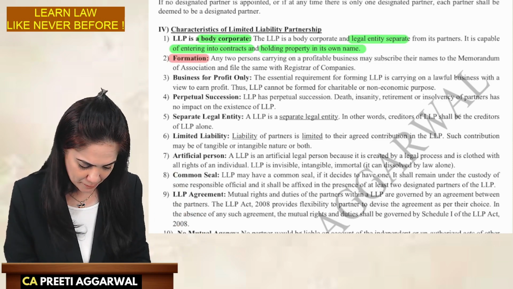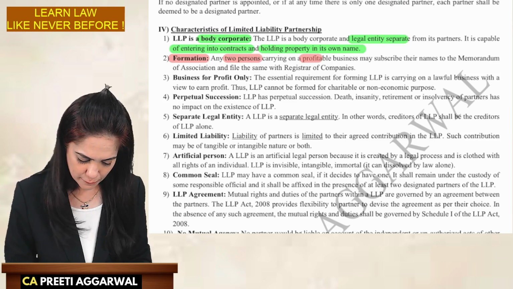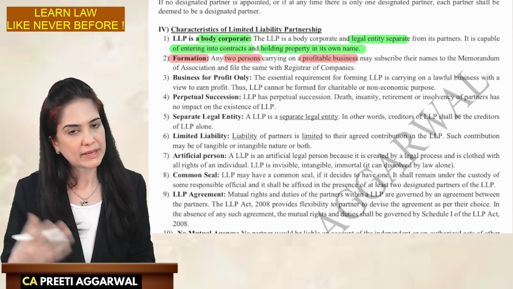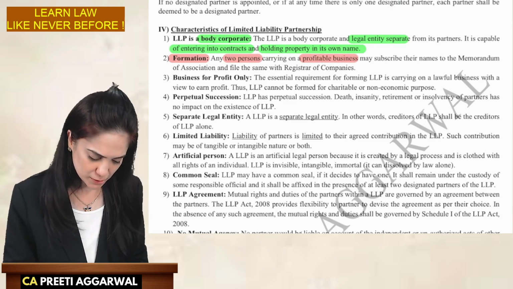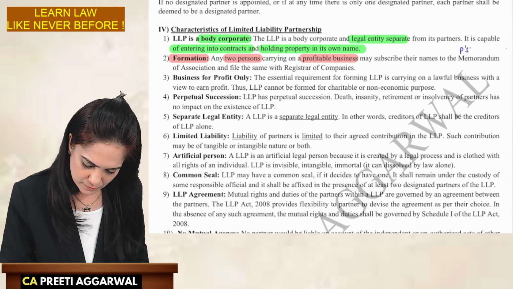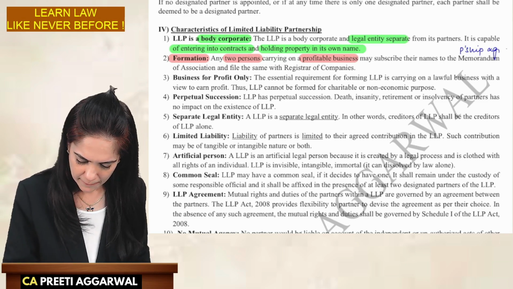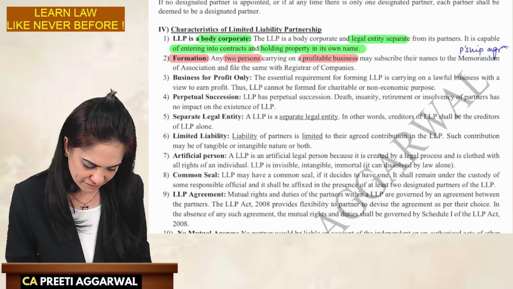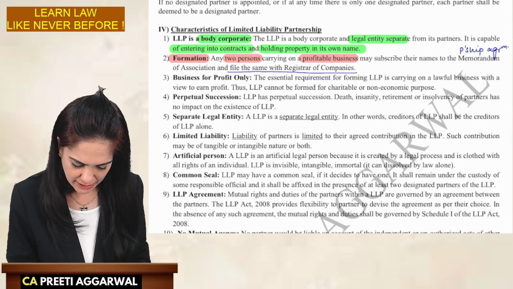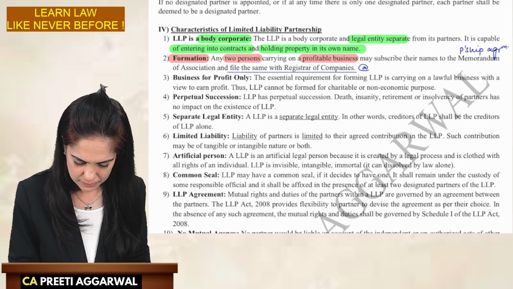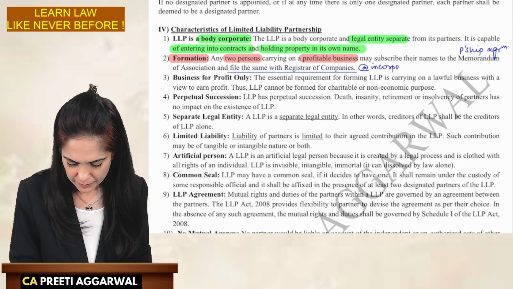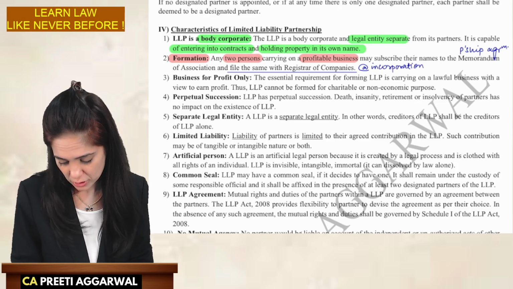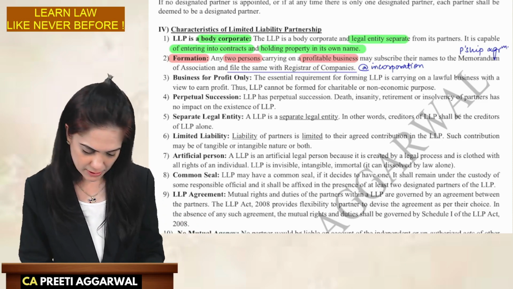Formation is also very simple. Only 2 persons carrying on profitable business can subscribe to the memorandum. That is your partnership agreement. There is nothing but partnership agreement. You have to file everything with the ROC at the time of incorporation. All changes in the deed agreement should also be communicated to the ROC.